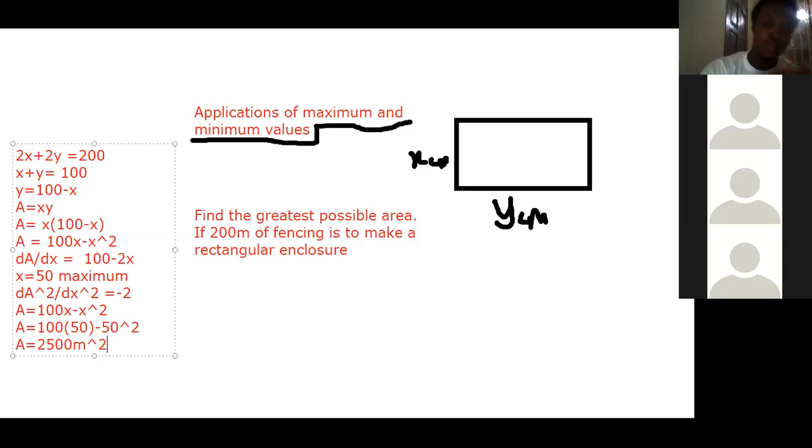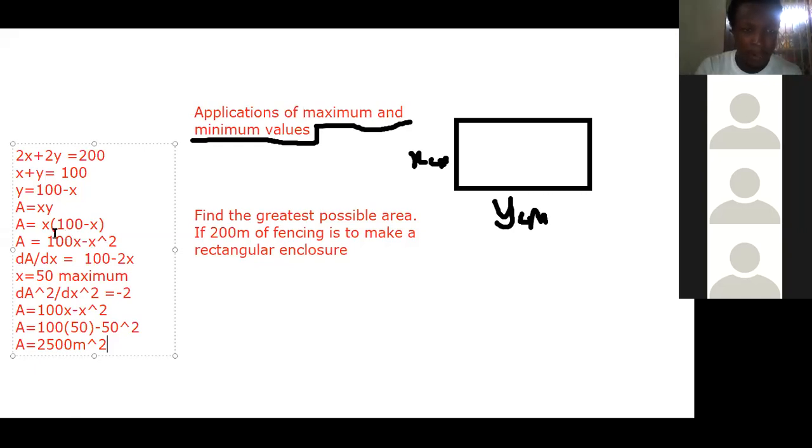So basically, the question says find the greatest possible area if 200 meters of fencing is used to make a rectangular enclosure. When we talk of 200 meters of fencing, we are talking about the perimeter. So we first have to have an equation for the perimeter, and substitute that into the area, because the question says we should find the area. So A becomes our y in this case.